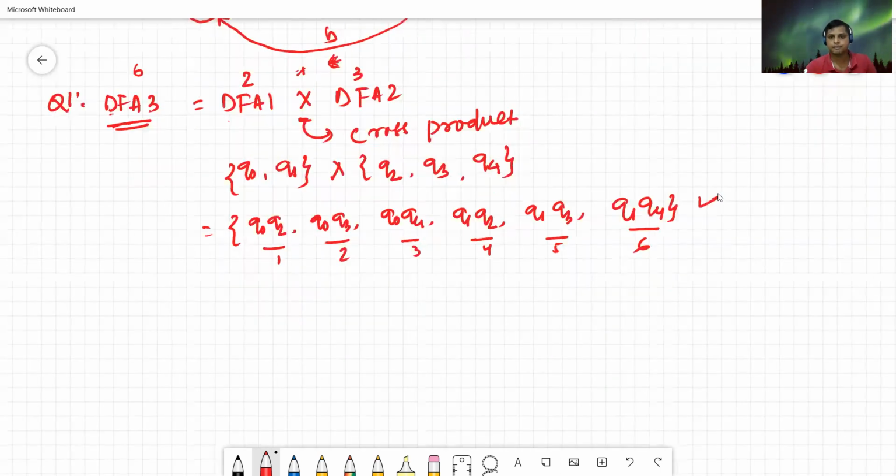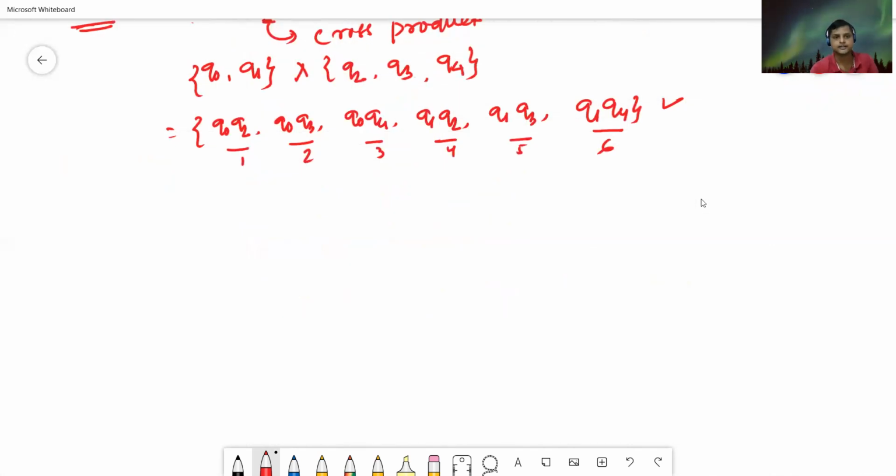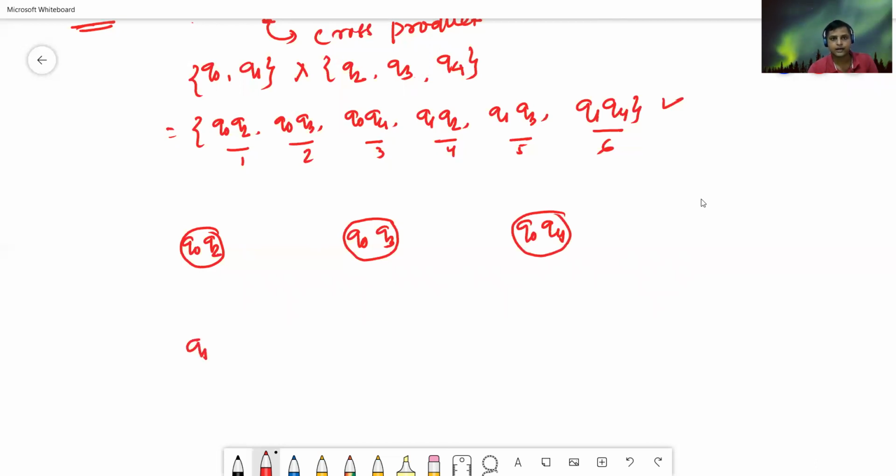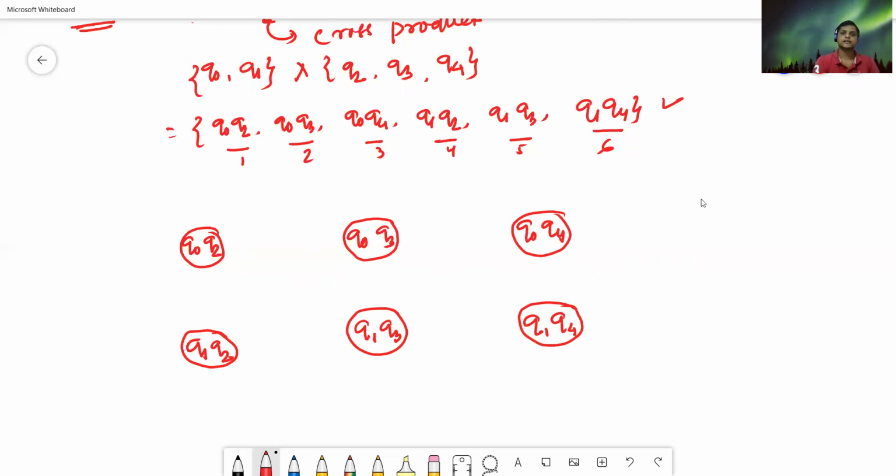So now we'll place all the states. This is Q0, Q2, this is Q0, Q3, then Q0, Q4. Okay, next one is Q1, Q2, next one Q1, Q3, then Q1, Q4. Okay, these are the states. Now we just keep all 6 states.